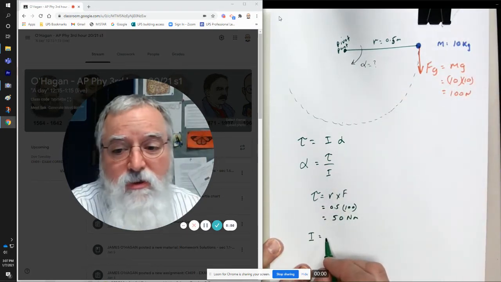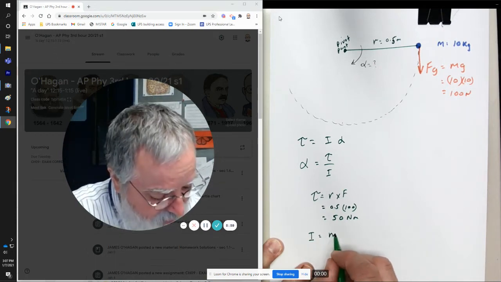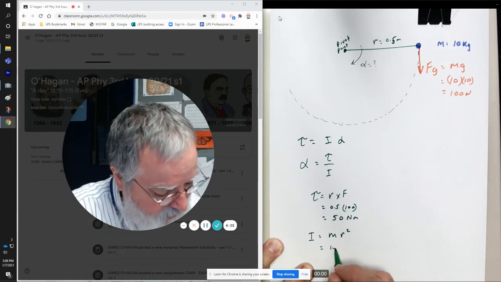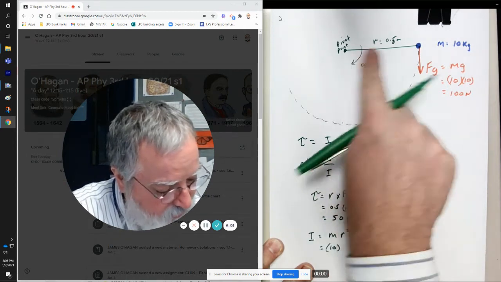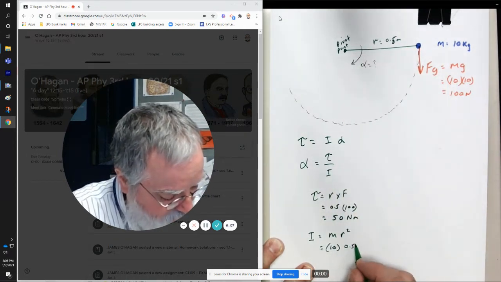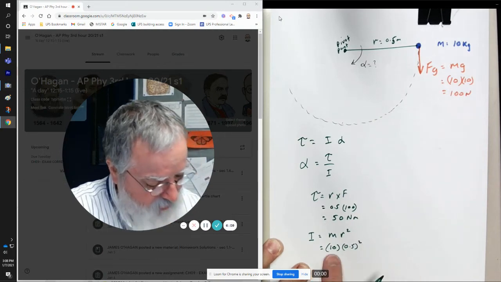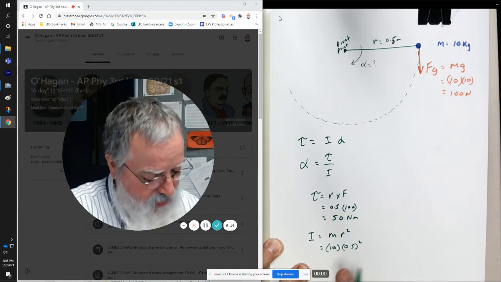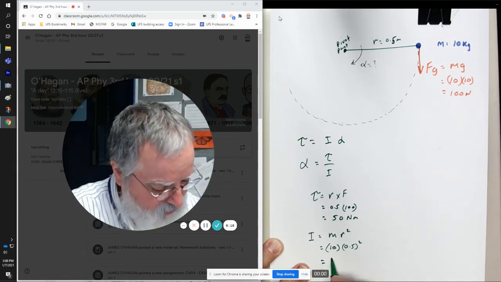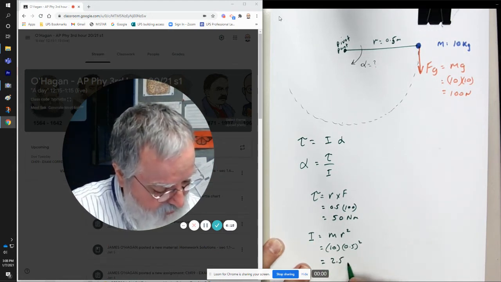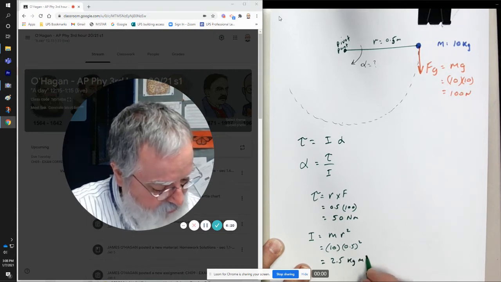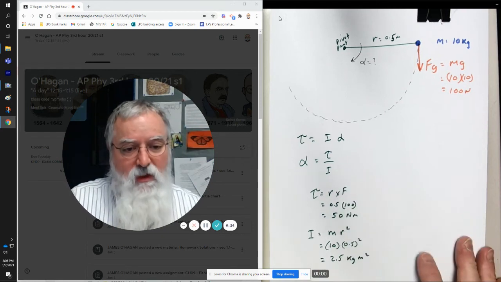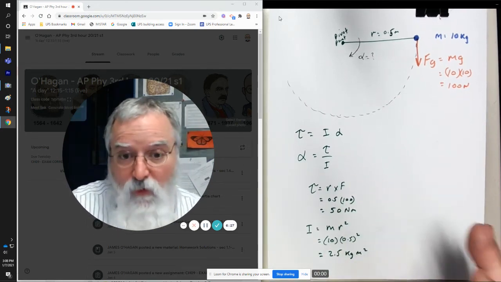Okay, so rotational inertia for a point mass is mr squared. Well, let's plug in our numbers here. It's 10, and what's my radius? My radius is 0.5, and that's going to be squared. So 10 times a half is 5, times another half is 2.5. So this ends up being 2.5 kilogram meters squared. Okay, so those are my two numbers that I'm going to plug into Newton's second law for rotation.